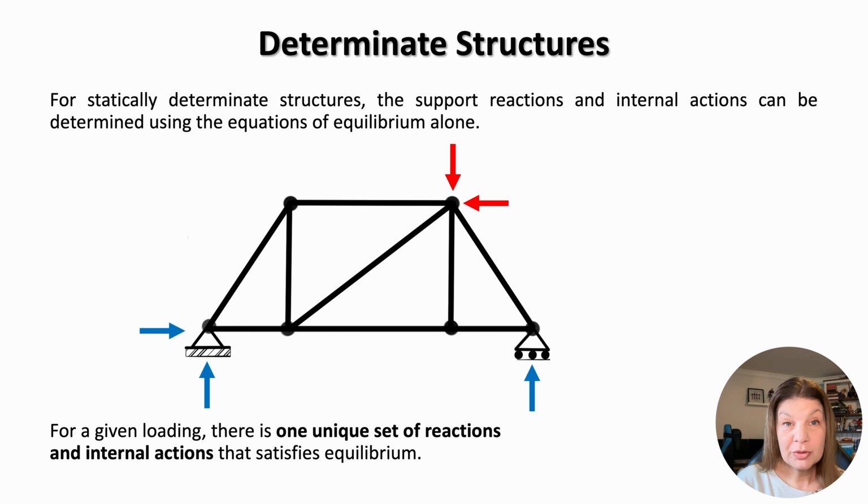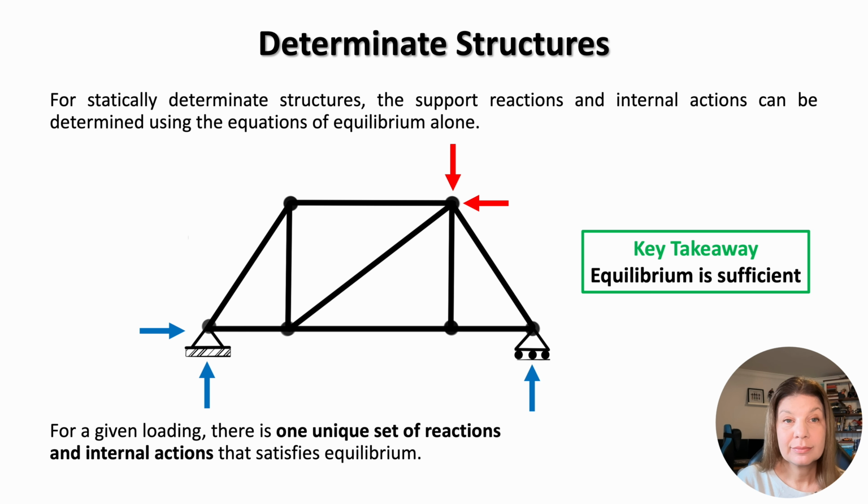The reason that this is possible is that the number of unknown components is exactly equal to the number of available equations in 2D. By applying the equations of equilibrium, we can obtain one unique set of reactions and internal forces. This is the key characteristic of a statically determinate structure. For a given loading, there is only one solution that satisfies equilibrium. So the key takeaway here is that for statically determinate structures, equilibrium alone is sufficient.